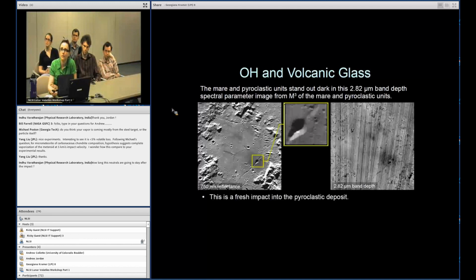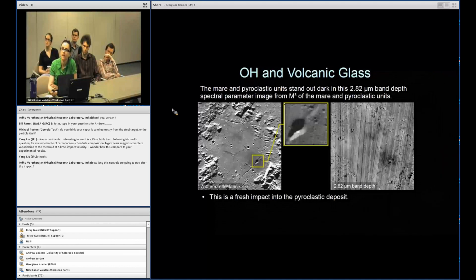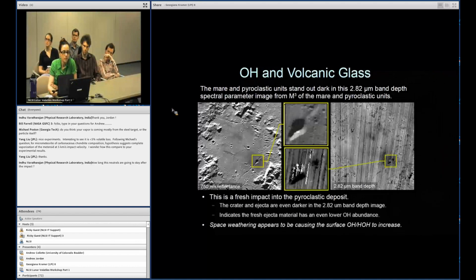the right. I'm going to zoom in on the vent itself, and here it is in the 750 nanometer reflectance, and then in the 2.82 micron band depth. It looks pretty stripy because it is at 75 south, and the lighting geometry is pretty wacky here.